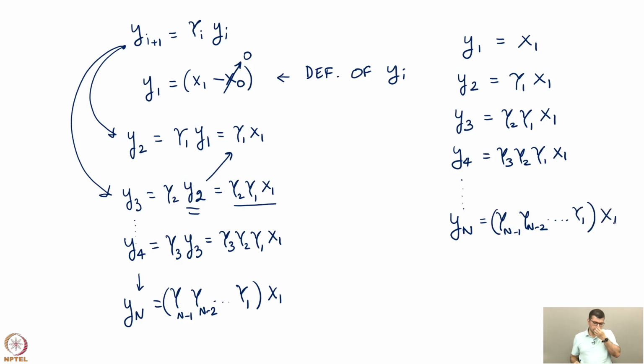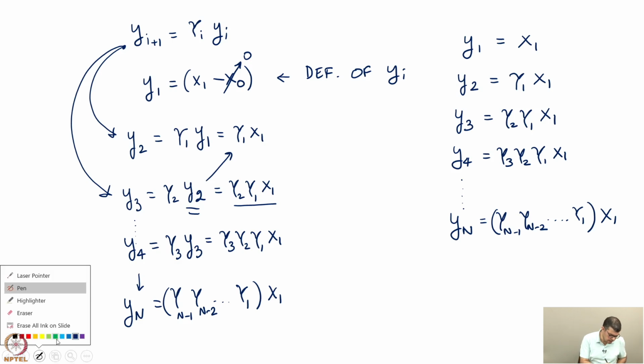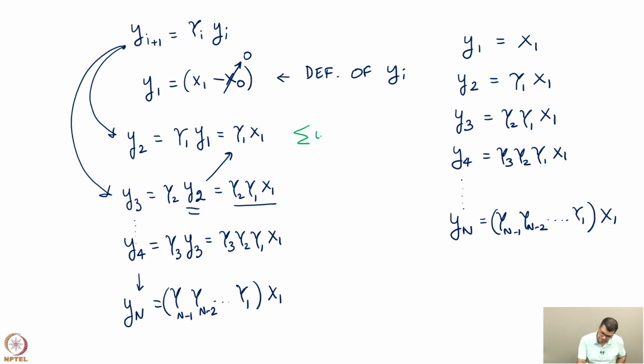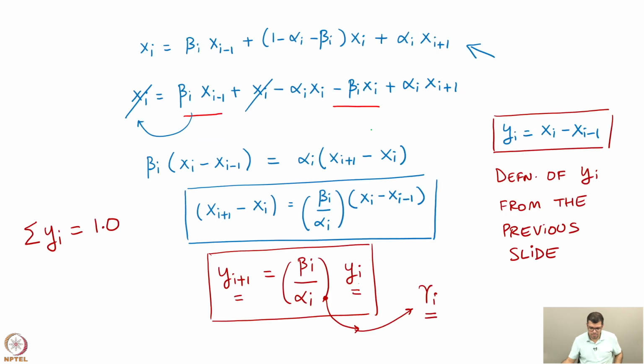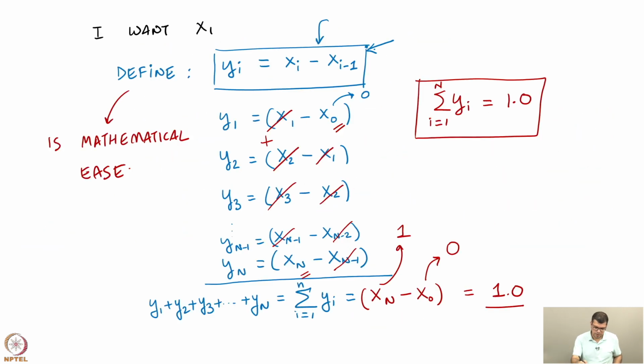So, that is the expression that I have for the different y's, but now I am going to combine this with the fact that I know from the previous slide that sigma yi, if I were to add all the yi's from 1 to n, is simply equal to 1. We can go back and check this: when we added all these together, all these terms got cancelled out, and sigma yi was simply equal to xn minus x0, which was equal to 1.